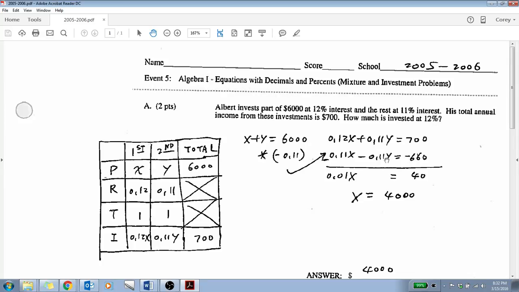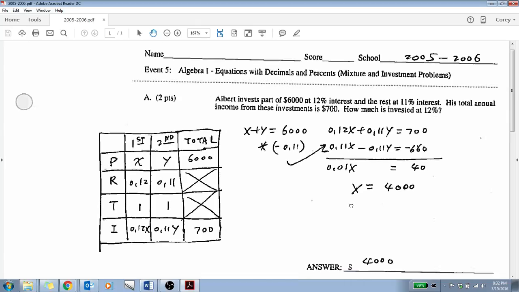Okay, the reason for doing that is so now I can add them together, and I'm left with 0.01x. The y's will cancel, and I have that equaling 40. To solve for x, x is going to equal 4,000. So my total for that first investment at 12% is 4,000. And that's what I'm trying to find, so 4,000 will be my answer.